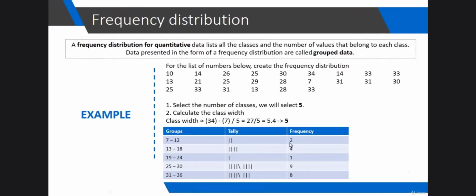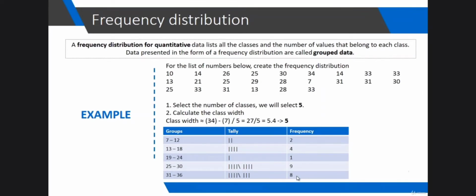The last column is then the count of these lines. So first category has 2 lines, second has 4, and the last one with this slant line, which means 5 and 3 more, has frequency 8. We have this table which has the frequency distribution.